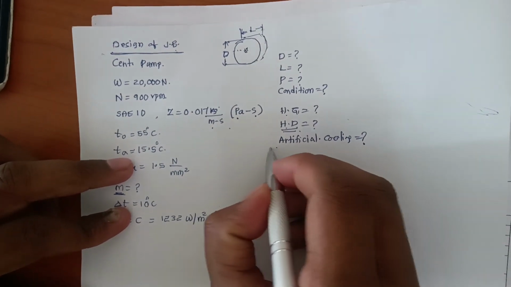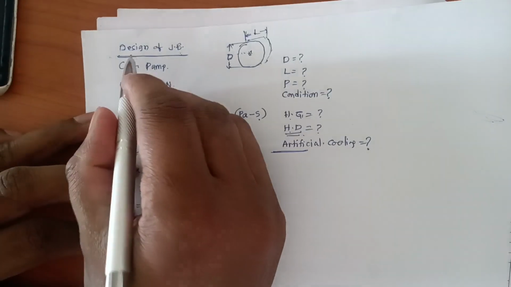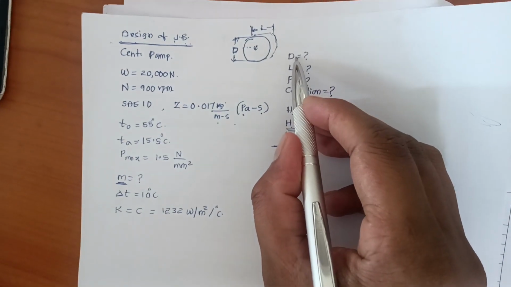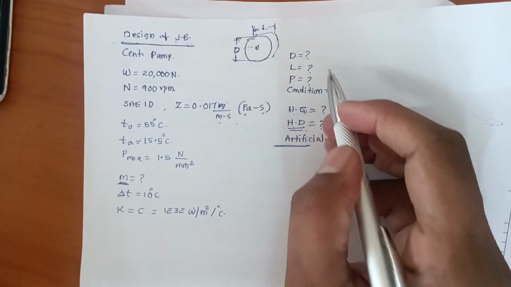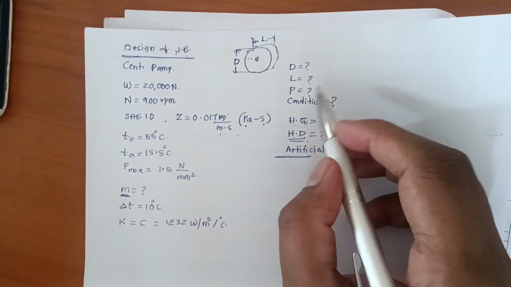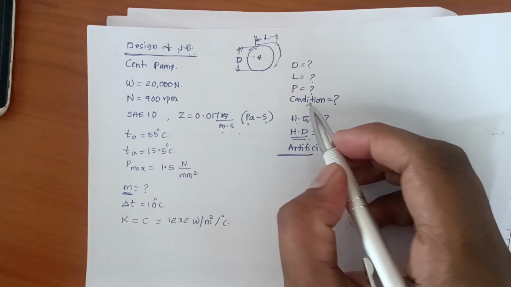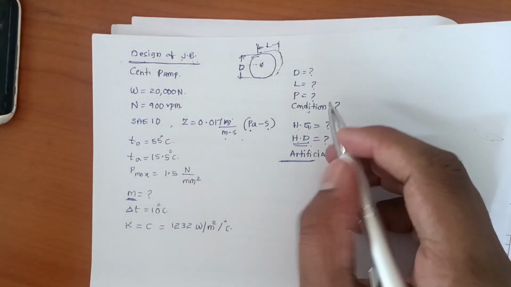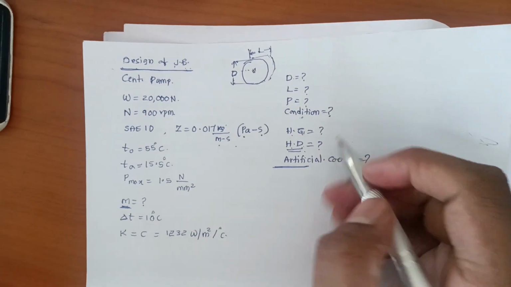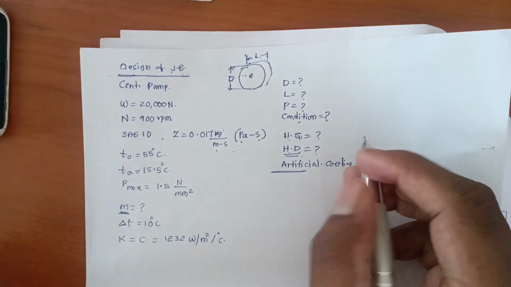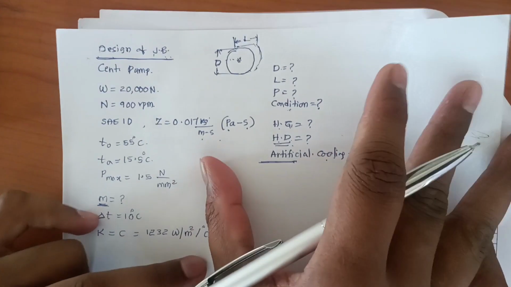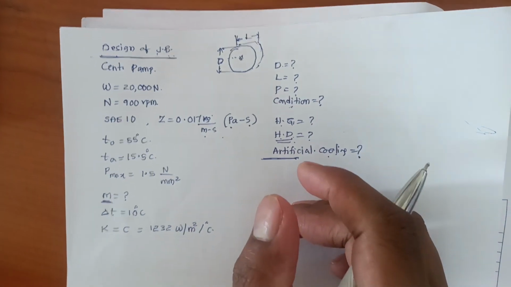So up to now the design is over. Design of journal bearing means you have to find out first the diameter of the journal, the length of the journal, the bearing pressure, the condition or type of lubrication, how much heat is generated and how much heat is dissipated, and you have to check whether artificial cooling is required or not. So this data you have to find, right?